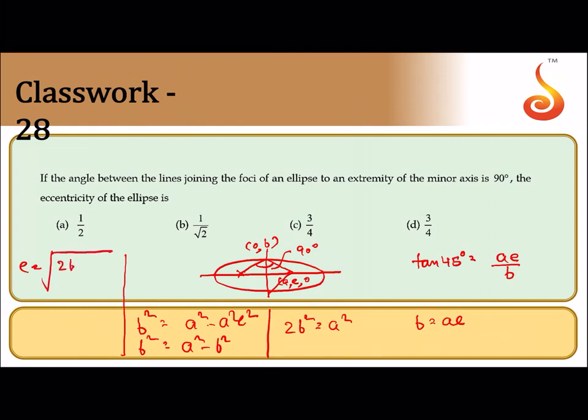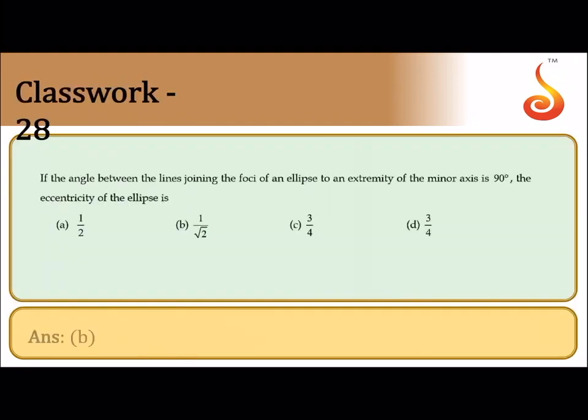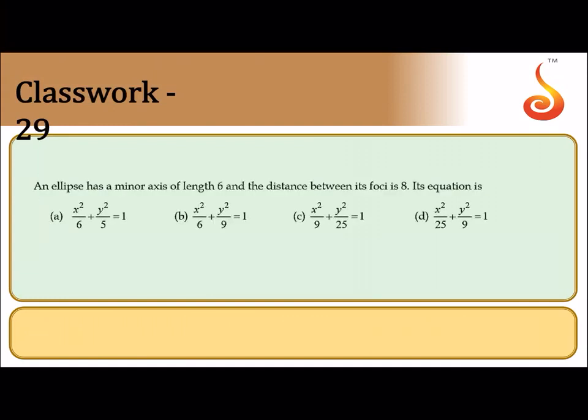Now from that, if you substitute in the eccentricity value, e is under root of a square minus b square by a square, with a square as 2b square. So finally we get e equal to 1 by root 2. Option B, 1 by root 2, is correct.